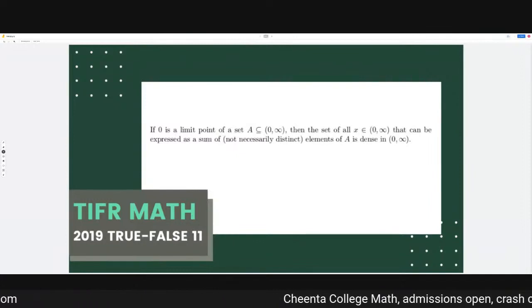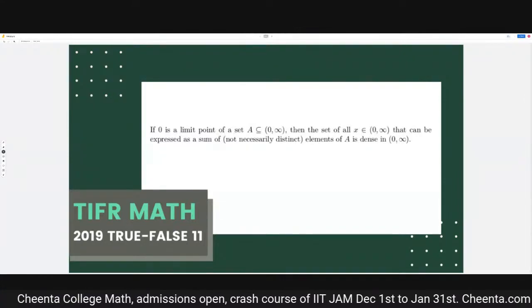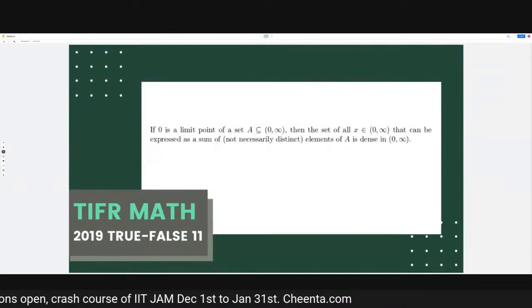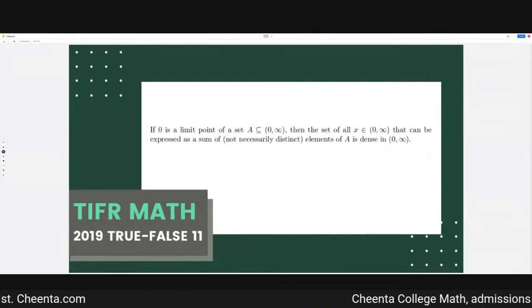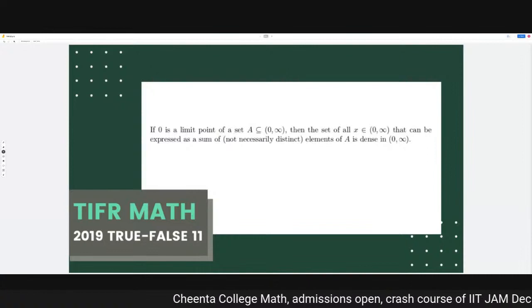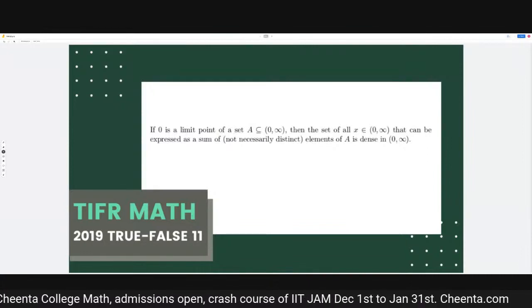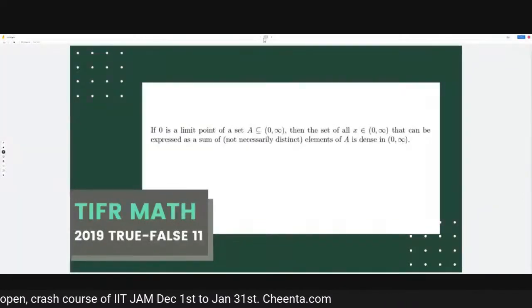So it gives you a subset A of (0, infinity) in R. The set of all x that can be expressed as a sum of elements of A is dense in (0, infinity). So that is something that we have to prove. So first of all, there are some remarks that we want to make, and then it will be clear.